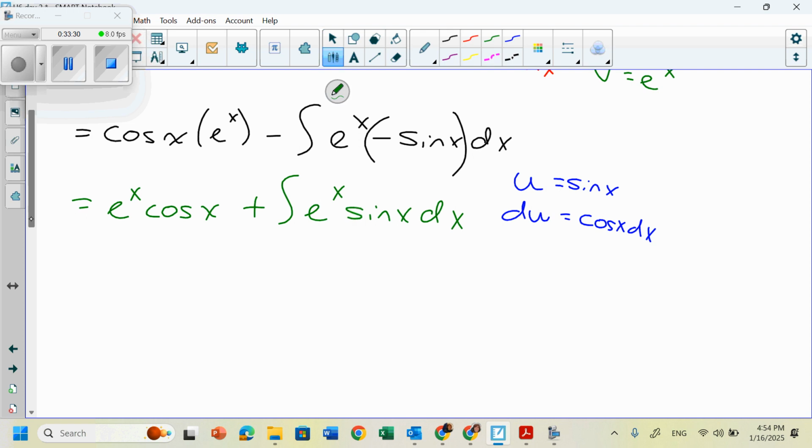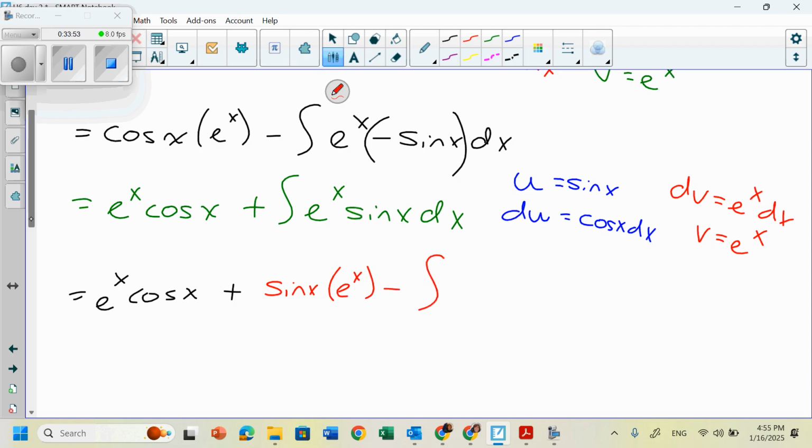So e to the x cosine x is just hanging out. And now I've got u and u v minus the integration of v du. I'm going to clean it up so I don't have all the parentheses. Again, you'll notice I do like to do some cleanup stuff. Just makes it easier sometimes to see some stuff.